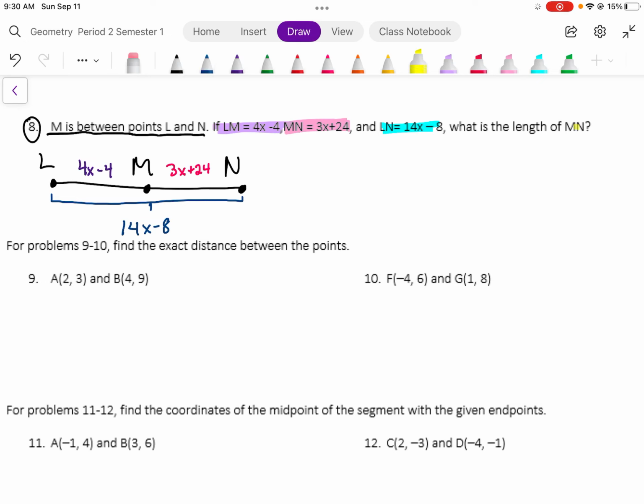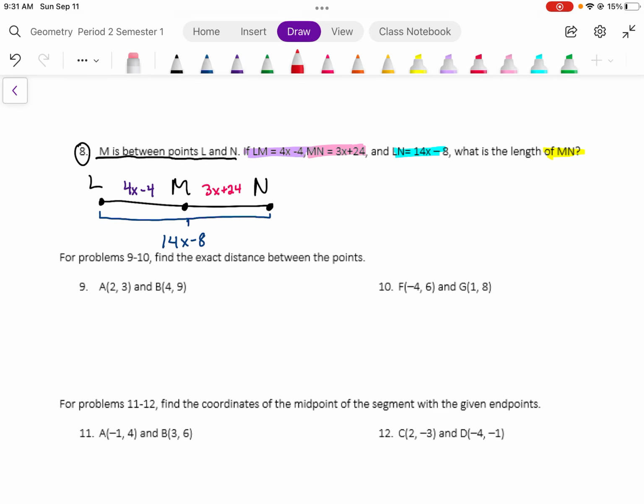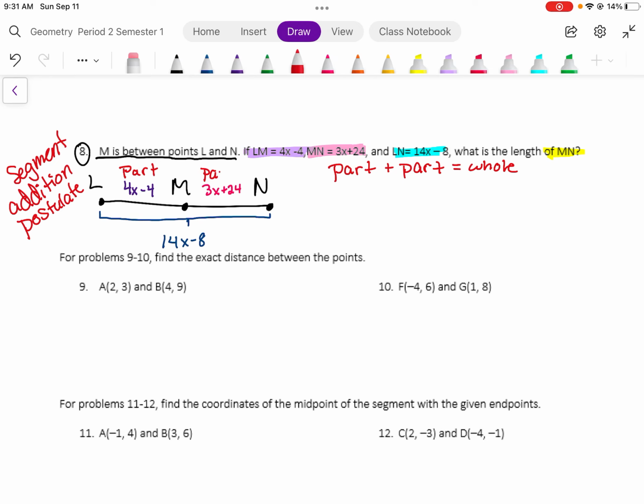What we are looking for is the length of MN. In order to figure that out, we first need to solve for x. So for this one, we are going to be using the segment addition postulate. And for the segment addition postulate, we're talking about one part of the segment plus the second part of the segment is going to be equal to the whole segment. So for this one, we're going to have part, part, and then this is the whole at the bottom.